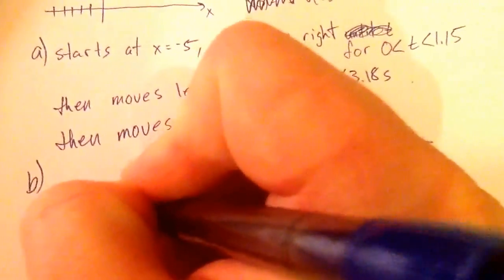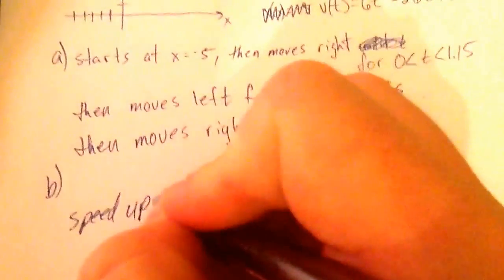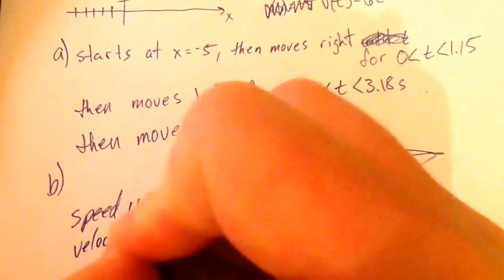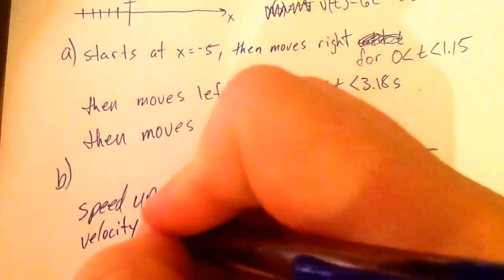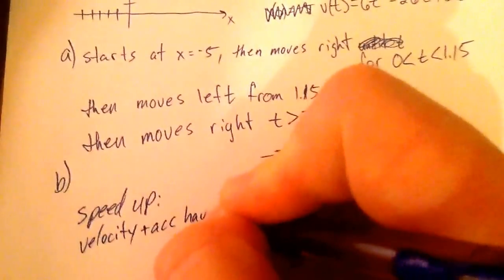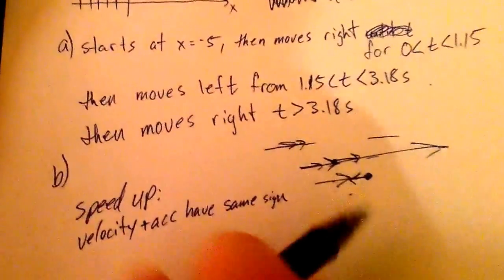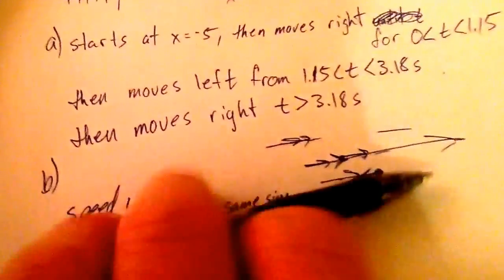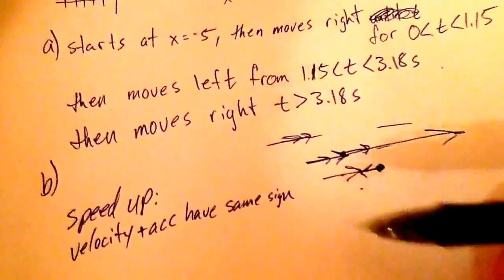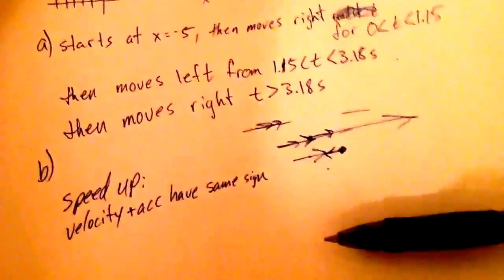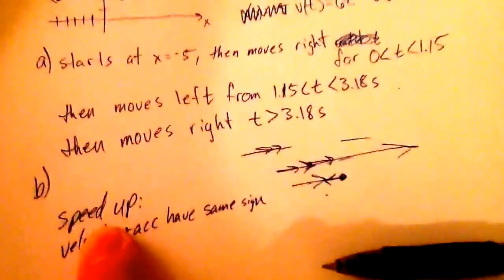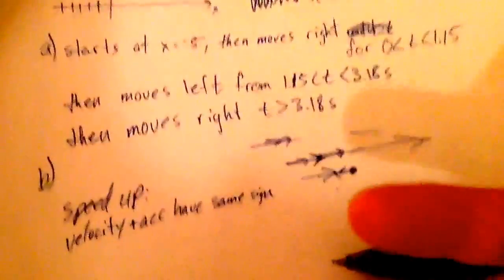So to speed up, you need to have velocity and acceleration have the same sign. This is almost like notes inside of a problem. So right, if you go in positive velocity and you have a positive acceleration, you're going to speed up. If you have a negative velocity and then a negative acceleration, it's going to speed up in the negative direction. That's still called speeding up. Right? Your speed, the absolute value of your velocity, is going to increase. It's just the speed increases this way.